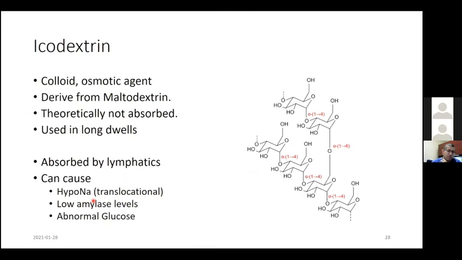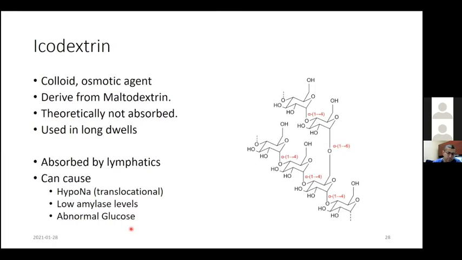It has also been shown to affect the levels of amylase, and you always get a fictitiously low amylase level. So patients on PD on icodextrin will always have low amylase levels. Be careful about that. Don't negate abdominal pain if the amylase levels are only slightly low. It's because icodextrin will definitely affect it. The last thing is, it will not allow a normal glucometer. Whatever glucometer or glucose test you're using should be able to differentiate because of the icodextrin. So abnormal glucose readings are one of the other problems detected with icodextrin.